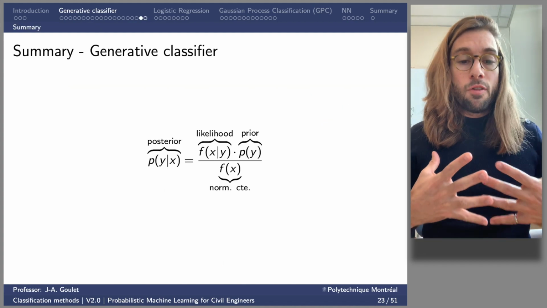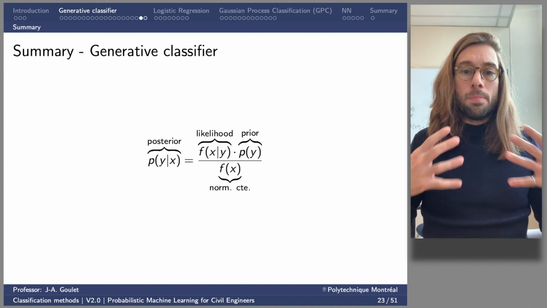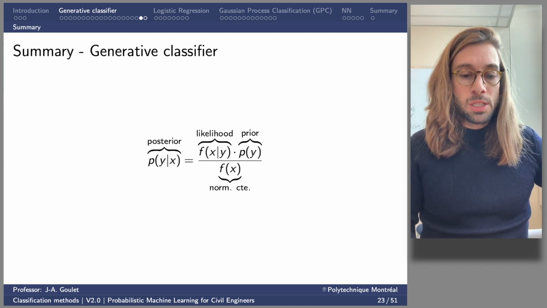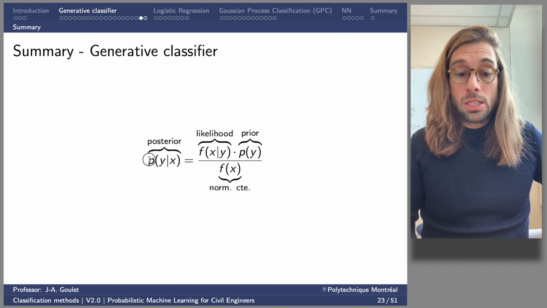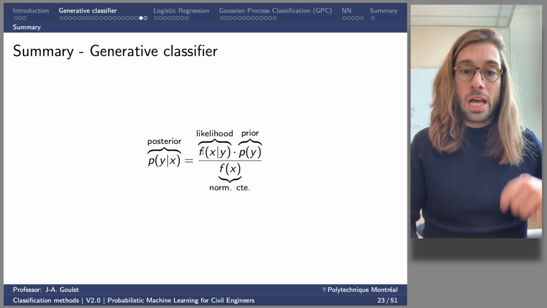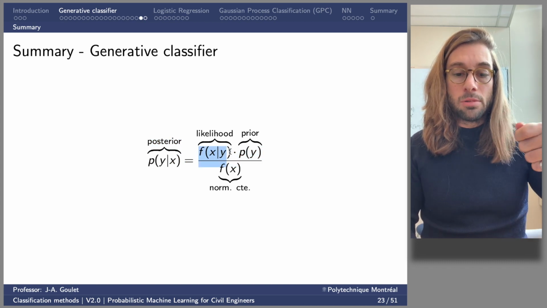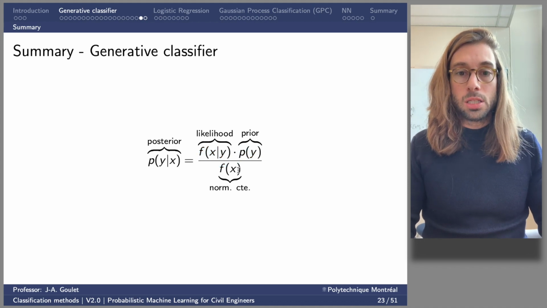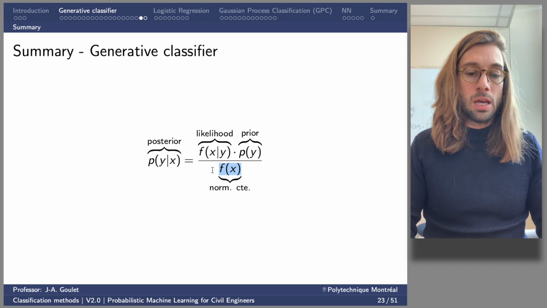Okay, so as a summary for generative classifier, the bottom line formulation goes through Bayes' rule, where we're seeking this posterior, and we're obtaining this through the product of the likelihood of covariate given a class times the probability of the class, and we normalize this with a normalization constant through our evidence, okay?